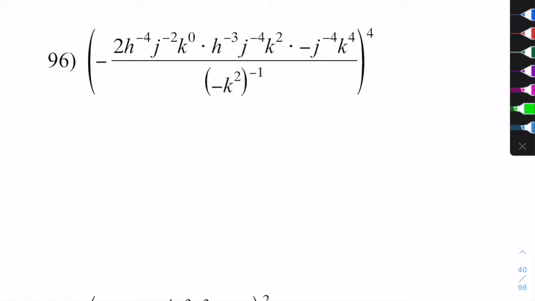So I see variables with h to the negative fourth, h to the negative third, just those two. So let's color code those in green there. What else do we see here? J to the negative 2, j to the negative 4, j to the negative 4. Watch out, there's a negative in front of that too. K to the 0, k to the second, k to the fourth. Also some k's down on the bottom.